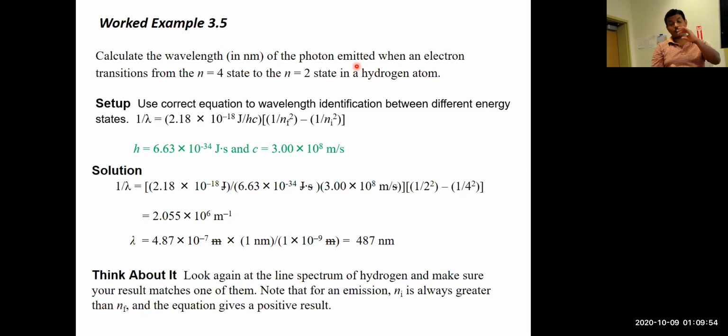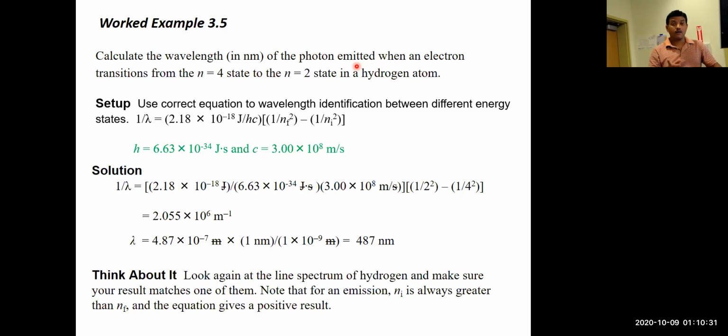But it is completely opposite when you're talking about absorption. So if you need to make clear notes, you need to make them now. When the emission happens, the initial state is the larger shell number, and the final state is the smaller shell number given. Okay, write it down. When emission happens, the initial state is the larger shell number, and the final state is the smaller shell number. This is very important.